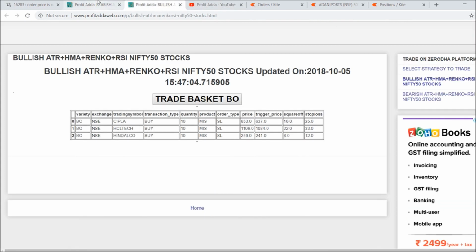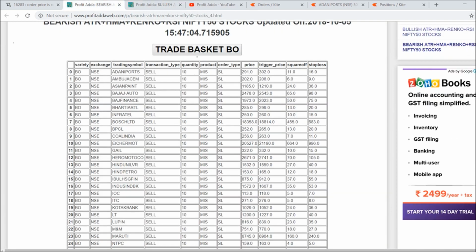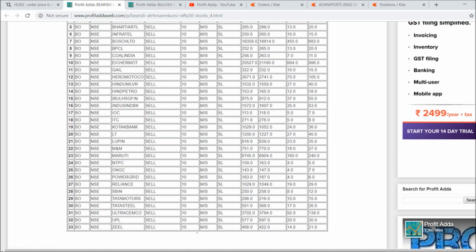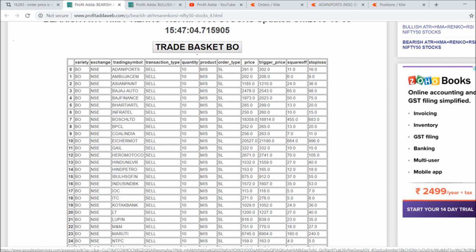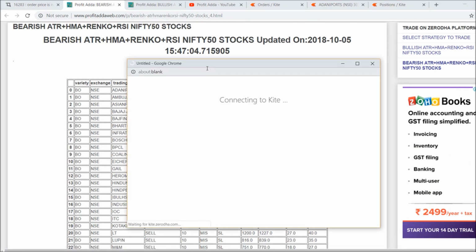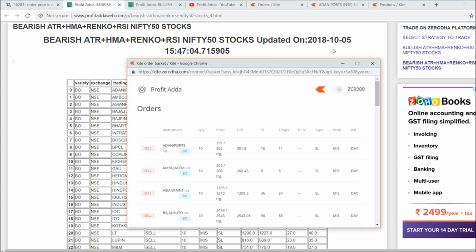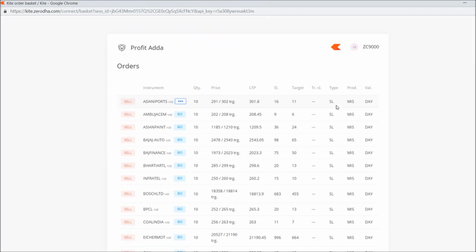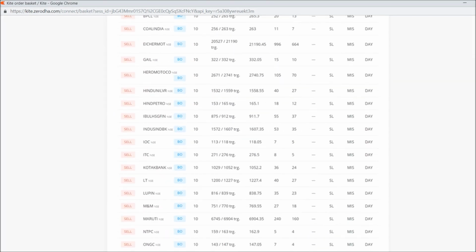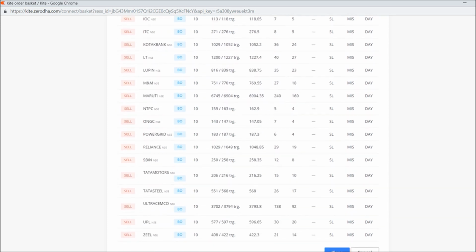So in that one also I got some levels, and I tried to trade around 30 stocks. I try to pick these stocks, and I just have to click on trade basket BO. Then all of the things are placed in an order itself. It's a basket order in which you can place around 33 orders at a time.